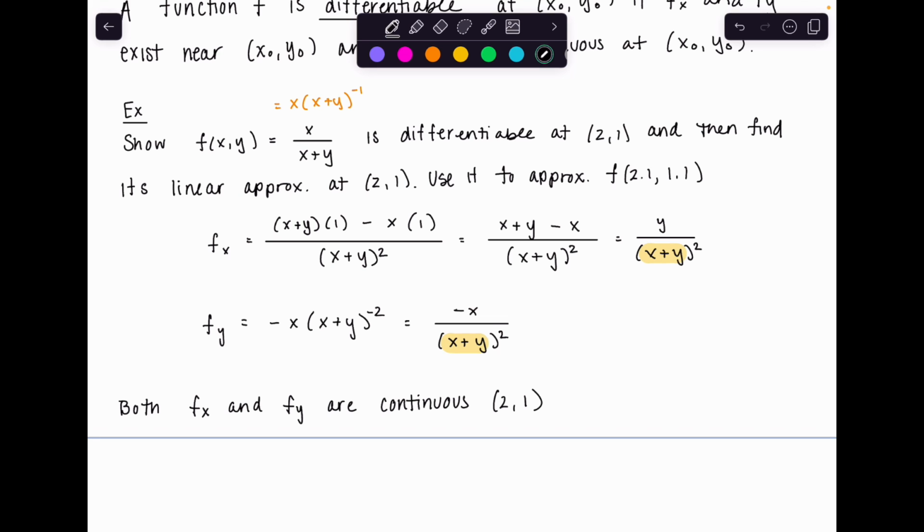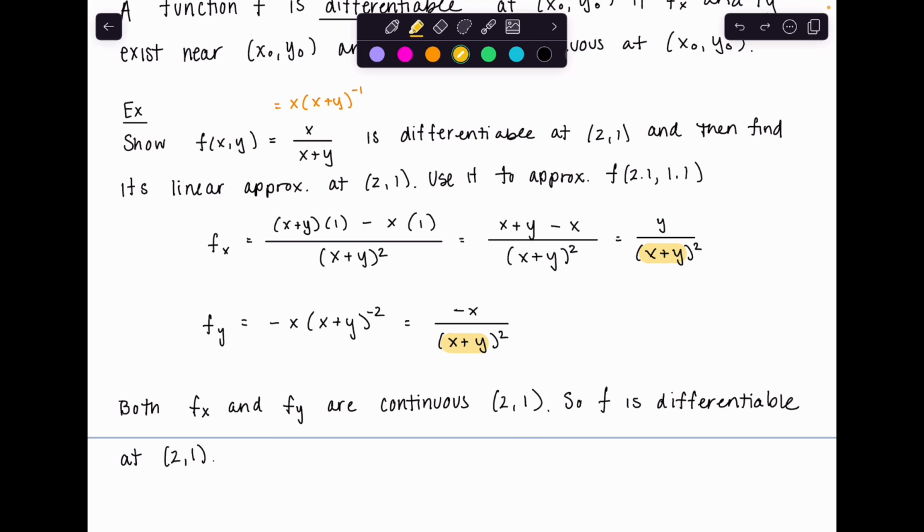This value does not pose an issue to us. So because they are continuous at (2, 1), f is differentiable at (2, 1) because both partials are continuous. Okay. So that shows the first part, because it does ask us to show this function is differentiable at (2, 1).